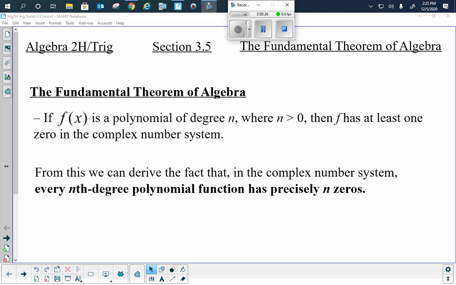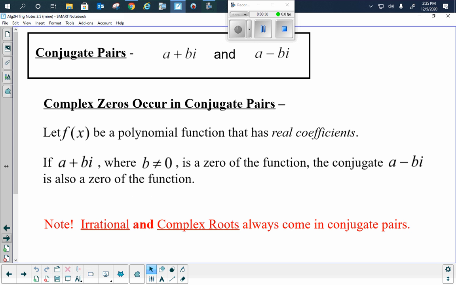Okay, so from this we can derive the fact that in the complex number system, every nth degree polynomial function has precisely n zeros. Okay, and then what we're looking at here is conjugate pairs. You know that imaginary numbers, complex numbers, occur in conjugate pairs. So for instance, if I tell you a plus bi is a root, you know that a minus bi is also a root. Okay, but reading through this, complex zeros come in conjugate pairs.